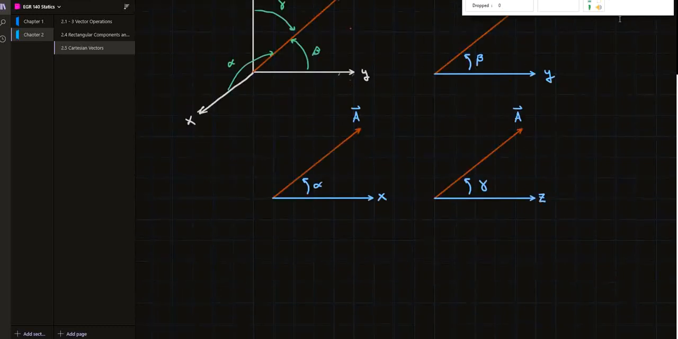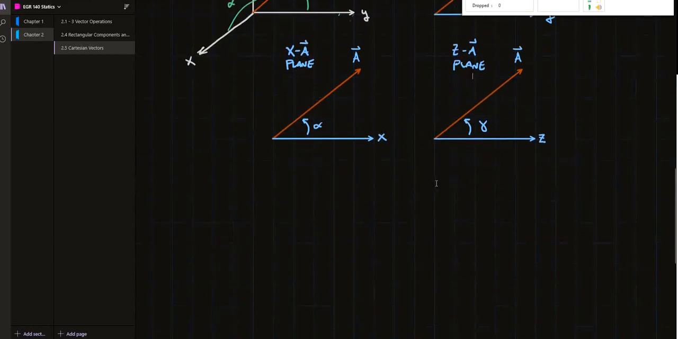Within your XY plane, we're going to have an angle alpha, and then in your ZX plane we have an angle gamma. So we can actually use some trigonometric functions to calculate what these angles are.